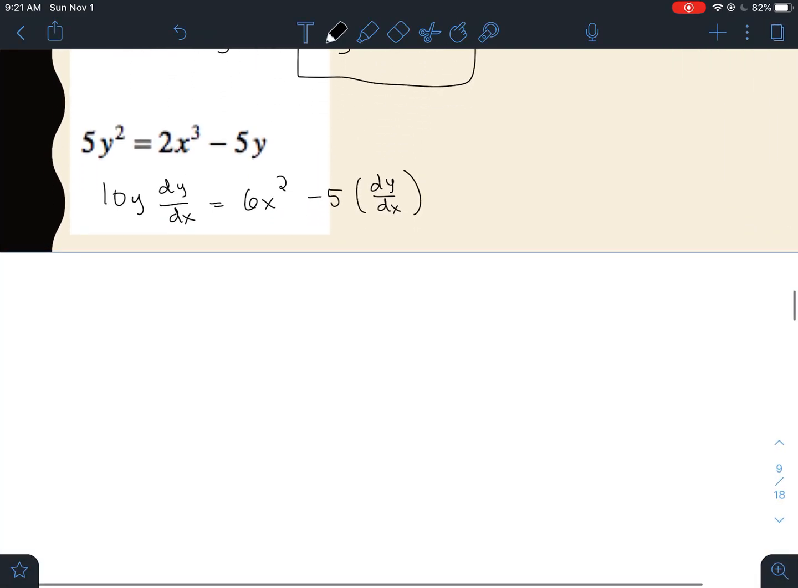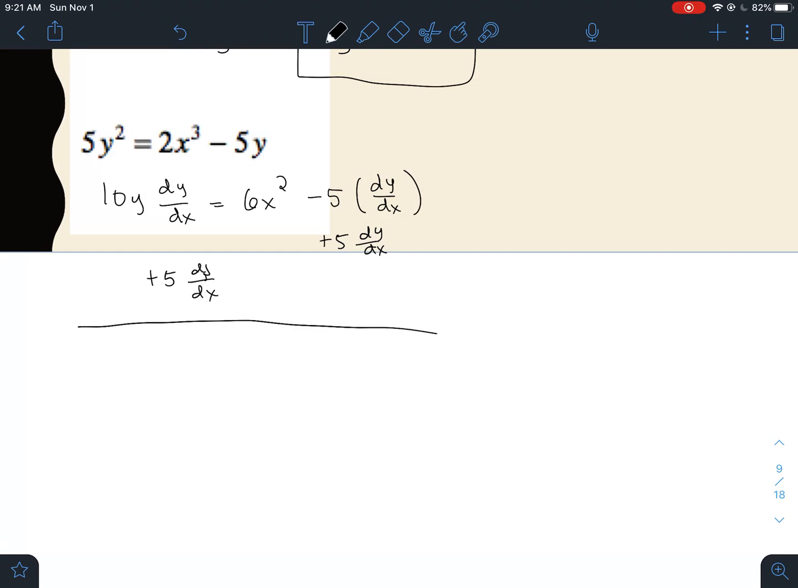I'm going to add a page so I can keep going down. I need to get all my dy dx's on the same side, so I'm going to add the 5 dy over dx to the other side. And now I have 10y dy over dx plus 5 dy over dx equals 6x squared.